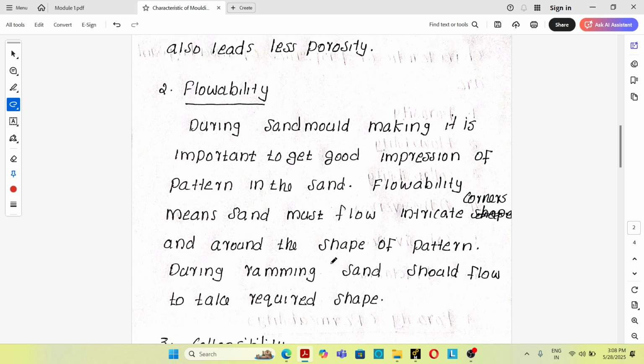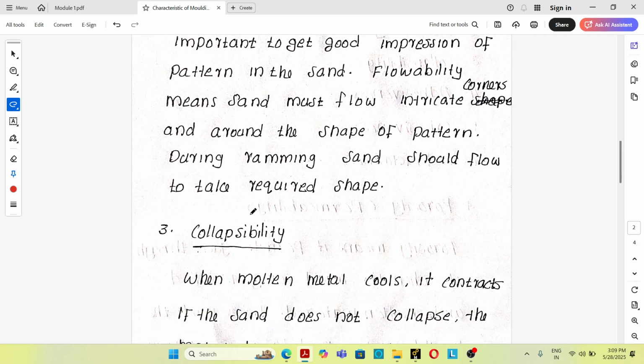The next property is flowability. During sand mold making, it is important to get a good impression of the pattern in the sand. Flowability means sand must flow into intricate corners and around the shape of the pattern. During ramming, sand should flow to take the required shape. So flowability is a characteristic of a sand used for making a sand casting mold, which should flow easily around the pattern to form intricate corners and shapes.